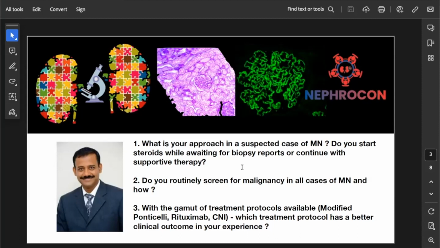Sir, what is the dose you're using for rituximab? So I use two doses of 1 gram 15 days apart, and then I would wait and top it up at 6 months if I do not find an adequate response.